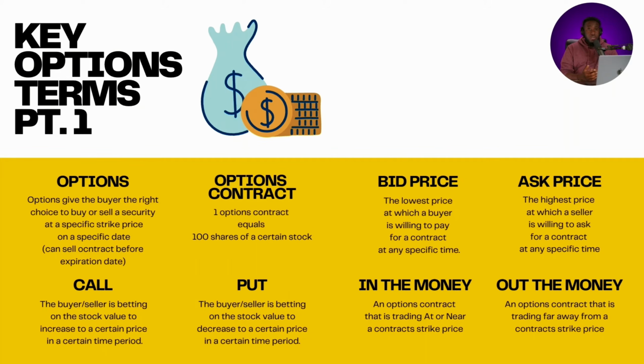When we want to buy a house, we have the right to execute on that house based on our down payment, our earnest money deposit. So it's literally the same thing with options. We have the right to 100 shares of whatever stock we have an options contract on. And then we are given the right to buy or sell that stock at a specific strike price based on the expiration.